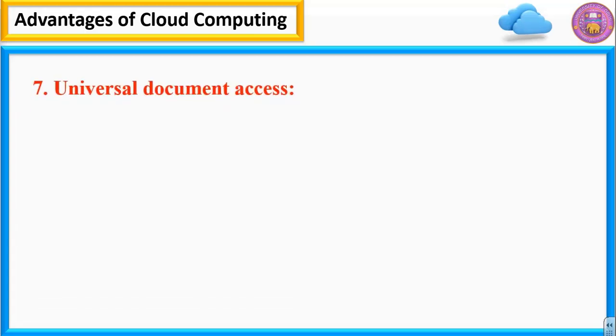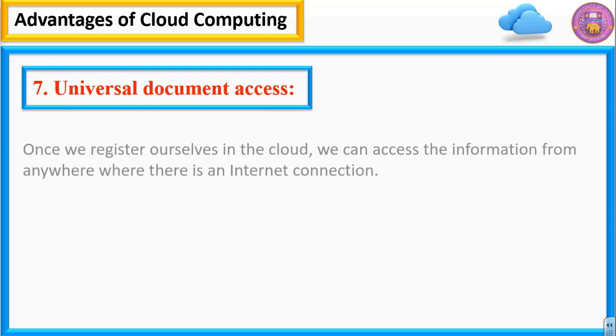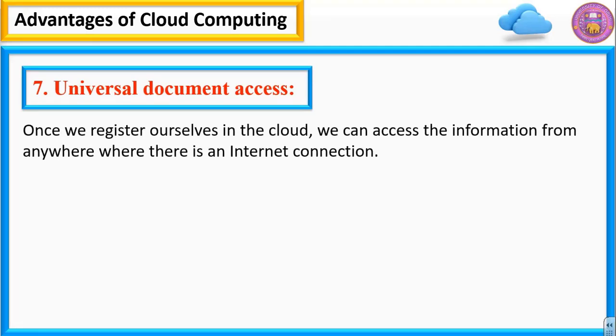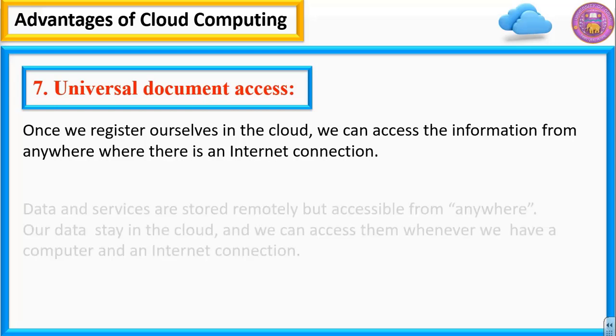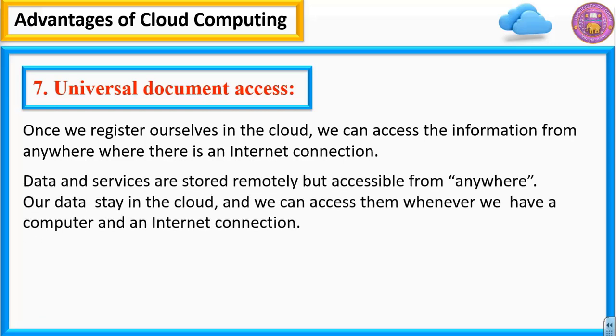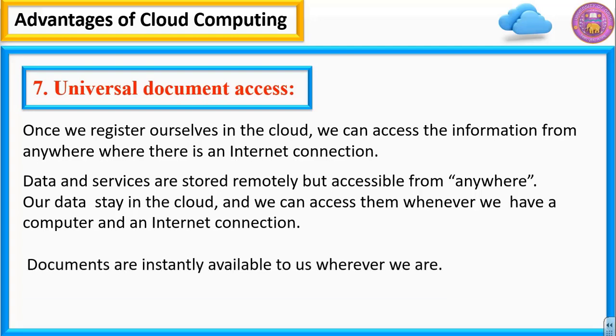Seventh, universal document access. Once we register ourselves in the cloud, we can access the information from anywhere where there is an internet connection. Data and services are stored remotely but accessible from anywhere. Our data stay in the cloud and we can access them whenever we have a computer and an internet connection. Documents are instantly available to us whenever we want.